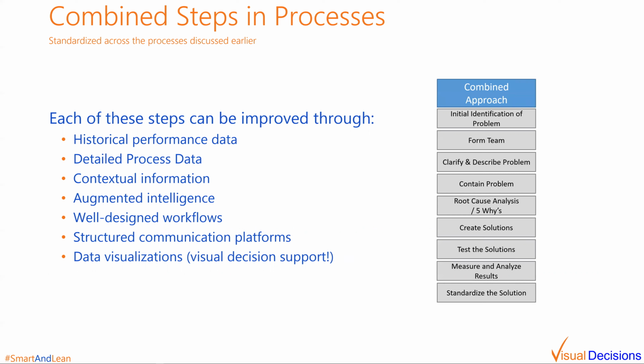As we walk through the steps on the following slides, we'll see how they can be improved through historical performance information that captures production rates, uptime and downtime information, quality data, and much more. Detailed process data showing pressures, temperatures, vibration information, PLC tag data, etc. Through contextual information for each one of the different events, who was running the process, what was being manufactured, what was the time of day or week, and much more. Augmented intelligence capabilities through artificial intelligence and machine learning.